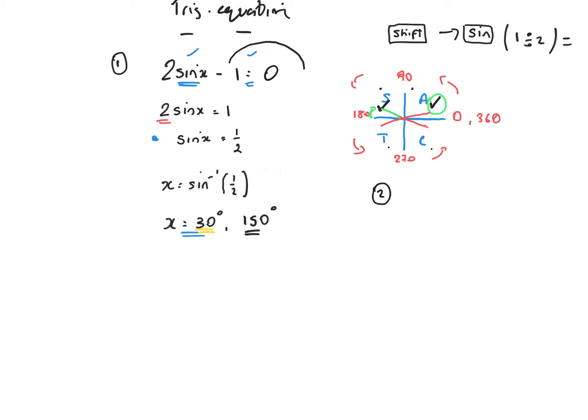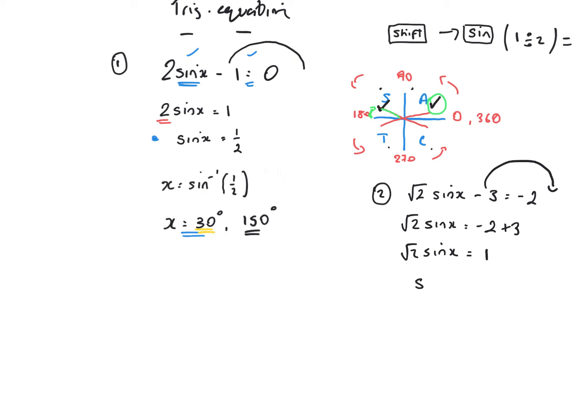Okay, so example 2, let's go for root 2 sine x minus 3 equals minus 2. My first move is to put the minus 3 across, and that will become plus 3. So that will be root 2 sine x equals minus 2 plus 3, so the minus 3 has come across to become plus 3. That's then root 2 sine x is equal to minus 2 plus 3, which is 1. I then bring the root 2 down, divide, and that's 1 over root 2.